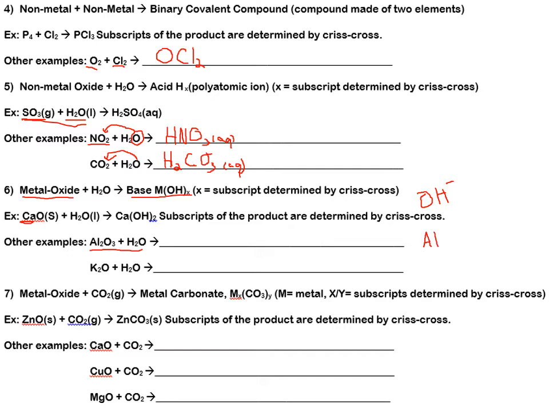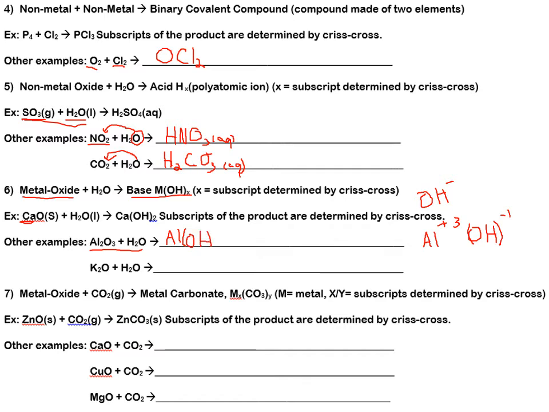So we have aluminum plus 3, and I'm doing the crisscross with hydroxide, which is OH minus 1. And I'm going to put the hydroxide in brackets, crisscross it, and you get Al(OH)3. So metal oxide and water produce a base.